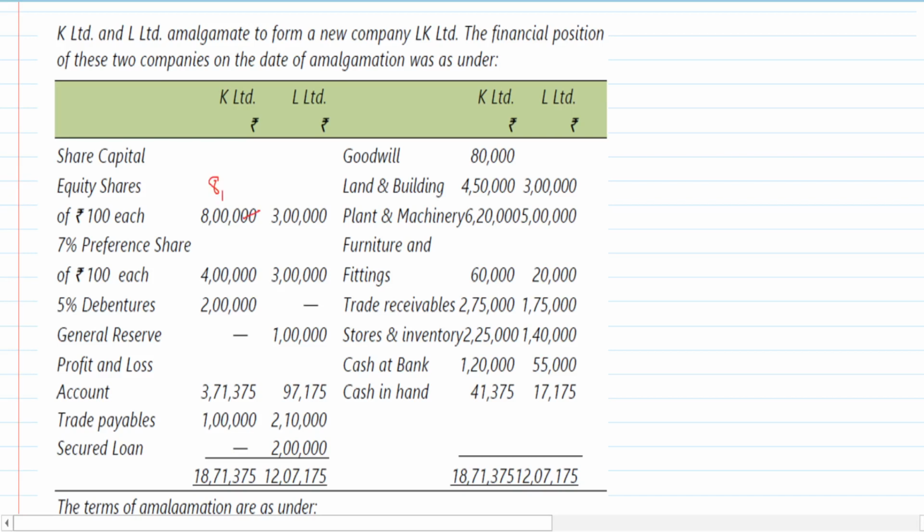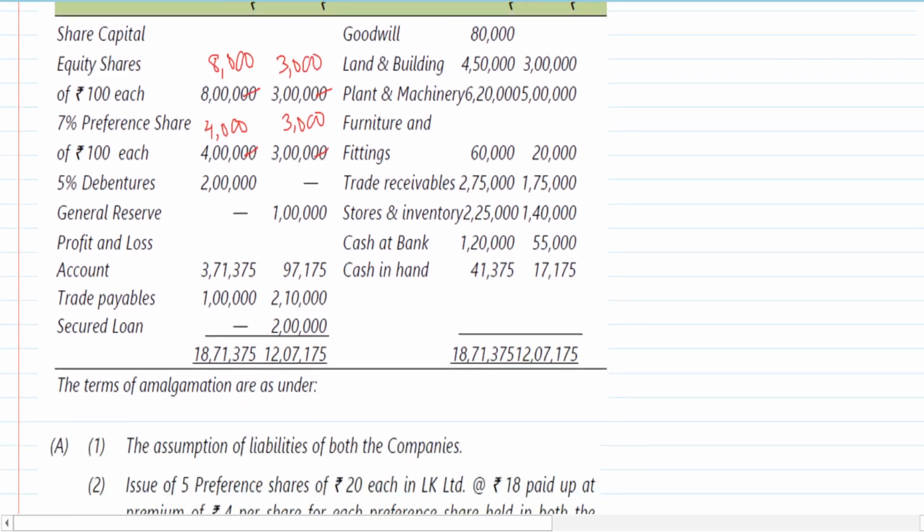That means there are 8,000 shares over here and there are 3,000 shares over here. Preference shares are also of rupees 100 each. That means there are 4,000 shares here and 3,000 shares over here. Debentures are there only in K, general reserve only in L, P&L, trade payable, secured loan only in L. Goodwill only for K Limited. Land and building, plant and machinery, furniture and fittings, trade receivables, stores and inventory, cash at bank, cash in hand. Yes, it's a pretty detailed balance sheet which they have given to us.